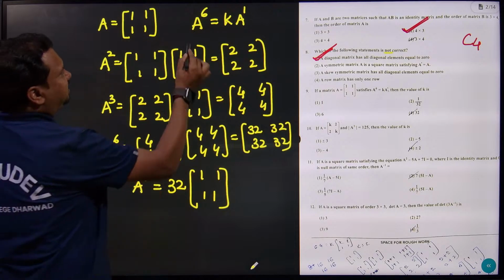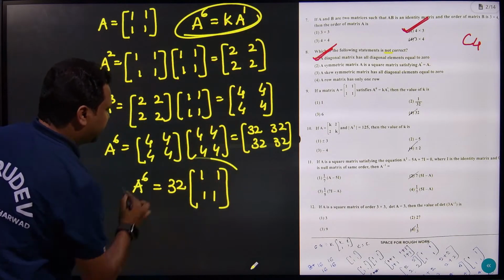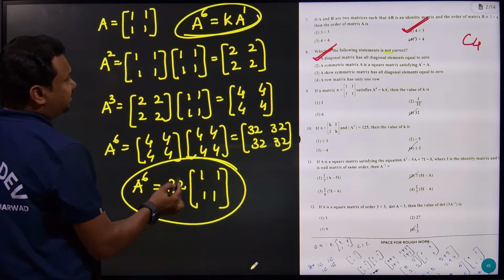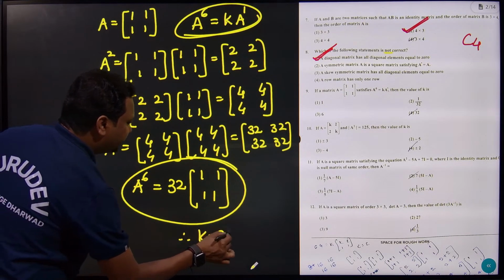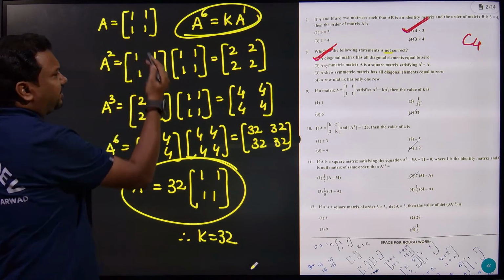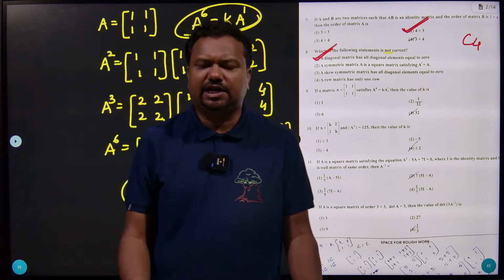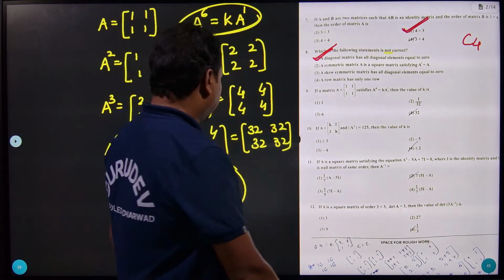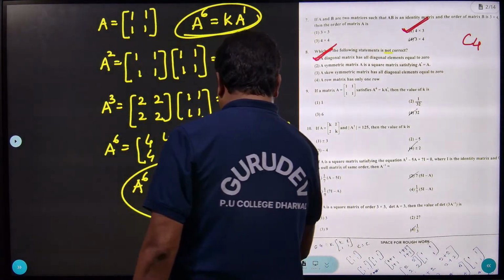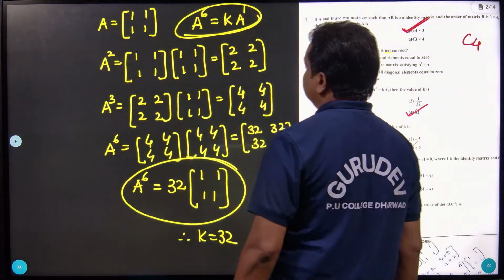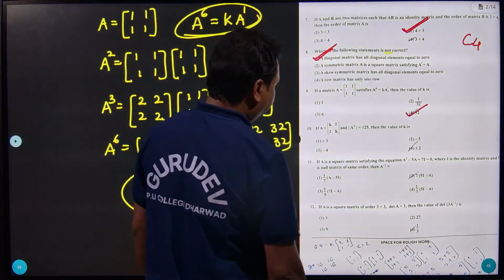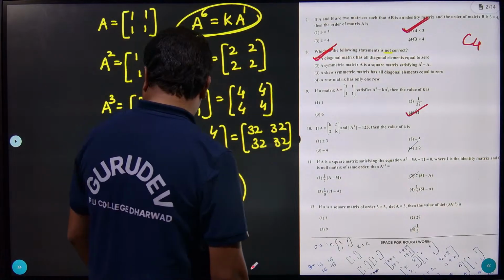Now you have to compare this relation and that relation. What you can understand is that K must be equal to 32. What happens to A transpose? A is [1 1; 1 1], with the same elements, so if you take A transpose it will remain the same. Therefore, what is the right answer in this case? My right answer is 32. Clear? Okay, the next.